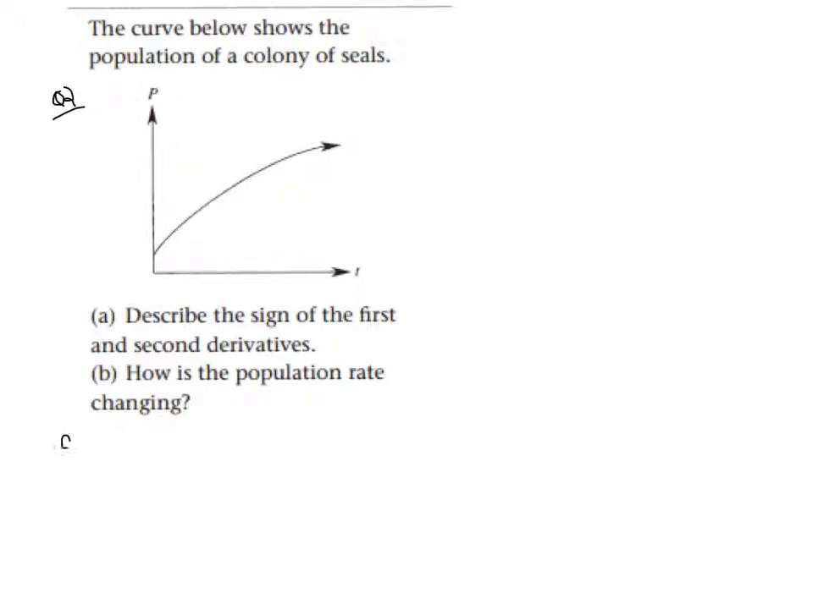So A, the sign of the first and second derivatives. So like the last question, is it increasing or decreasing? It's increasing over time. And is it a maximum or minimum if we were to complete it? Well, it's a maximum. And how is the population changing? Well, if you look at this, it's increasing, but the rate of that is slowing down.